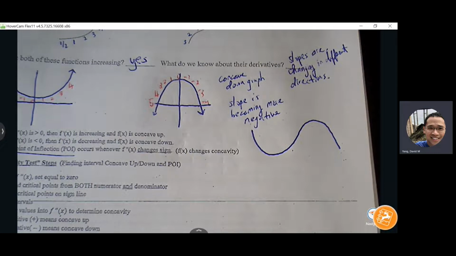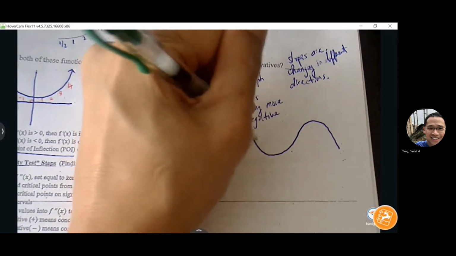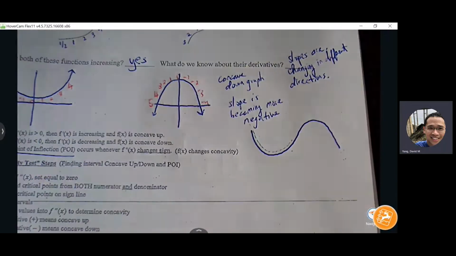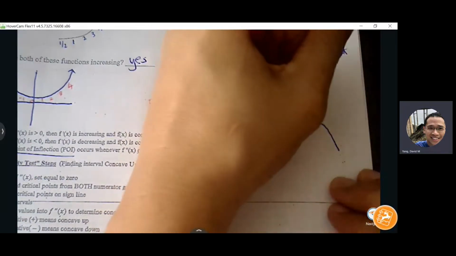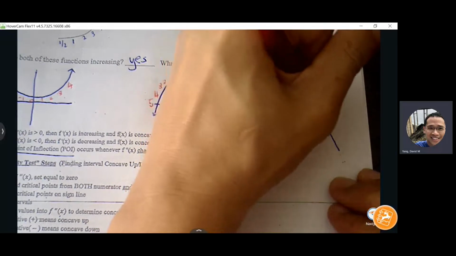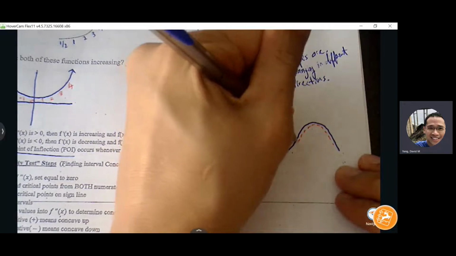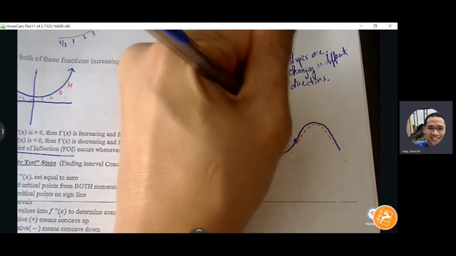What does this part resemble? Concave what? Up, okay. But then eventually it's going to transition to a what? Concave down. And then there's that transition point where it's neither concave up nor concave down, and we call that the point of inflection.